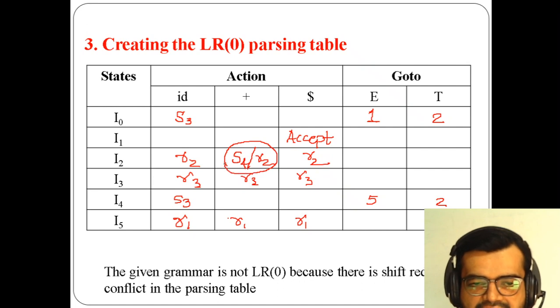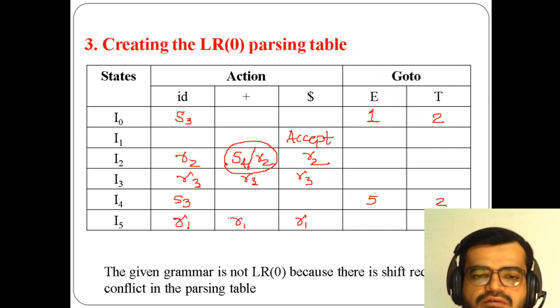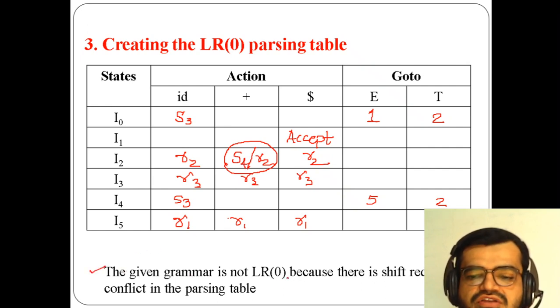Because there is one conflict, what is that? Shift reduce conflict is there. Here in this box, what happens? Shift operation is also there, reduce operation is also there. So because there is a conflict, the given grammar is not LR of 0. So you can refer to this point: the given grammar is not LR of 0 because there is a shift reduce conflict here.